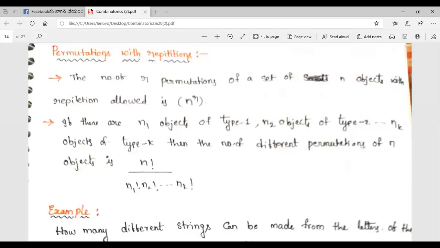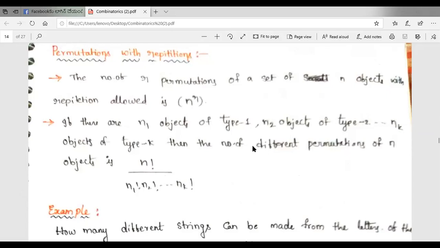If there are n1 objects of type 1, n2 objects of type 2, and so on, nk objects of type k, then the number of different permutations of n objects is n factorial divided by n1 factorial, n2 factorial, and so on, nk factorial. So the formula for permutations with repetitions is n factorial by n1 factorial, n2 factorial, and so on nk factorial.